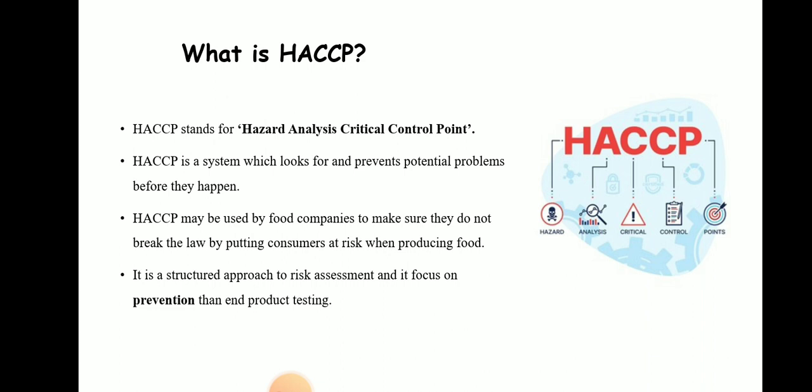HACCP may be used by food companies to make sure they do not break the law by putting consumers at risk when producing food. It is a structured approach to risk assessment, and it focuses on prevention rather than end product testing. By implementing a HACCP system in an organization involved in manufacturing food, it will help the inspection by the regulatory authorities and also help to promote the standard to an international level by increasing the confidence in food safety.